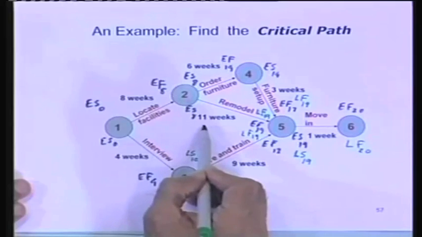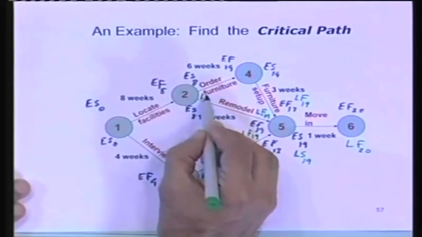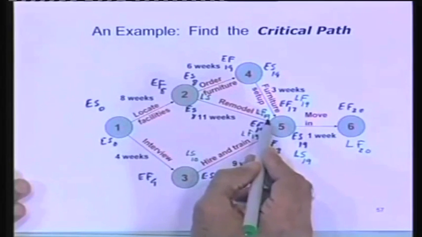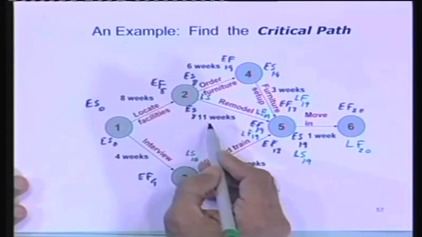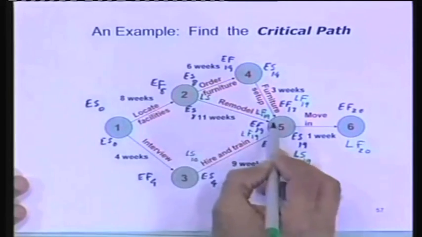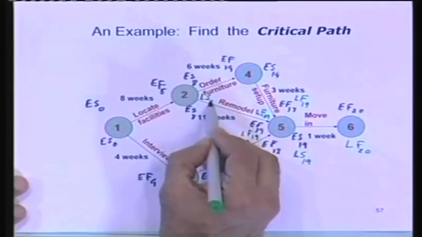This task would take 11 weeks. What should be the latest start of this? 19 minus 11. Is this clear? Not clear? Somebody should say not clear. I feel happy. Okay, you're okay then. So 19 minus 11, that's going to be 8 there.